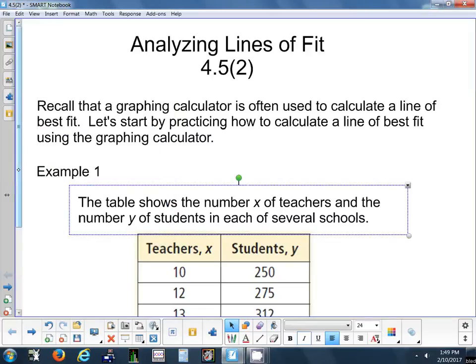All right, so today we'll finish up section 4.5. Some of the things in the section I'm going to give you the answer to, especially if it involves the calculator, because I don't want to spend too much time on that since we kind of did that last time. So remember, when we're using a graphing calculator, we can calculate a line of best fit.